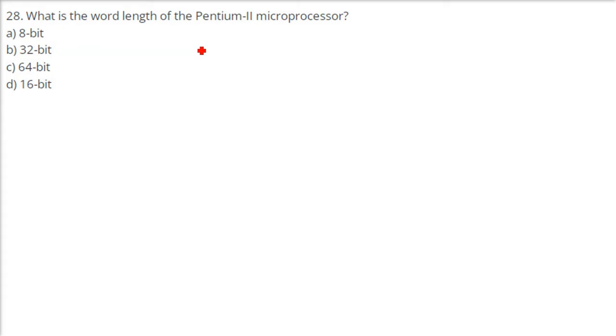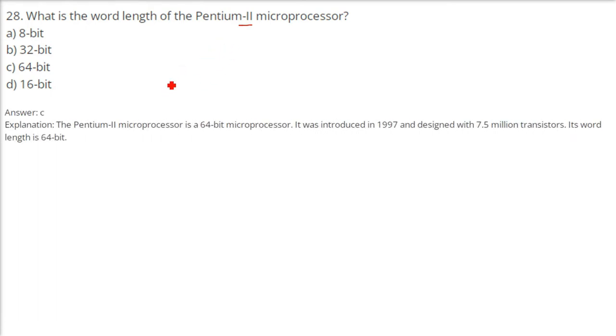What is the word length of the Pentium 2 microprocessor? This is a random question, because Pentium 1 or Pentium 3 can be asked. You must have some idea about all these Pentium processors. The Pentium 2 is a 64-bit microprocessor, introduced in 1997. 64-bit only represents that it has 64 data lines. 7.5 million transistors were there, and the word length was 64-bit.